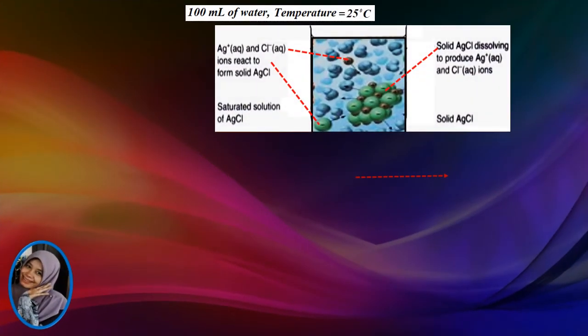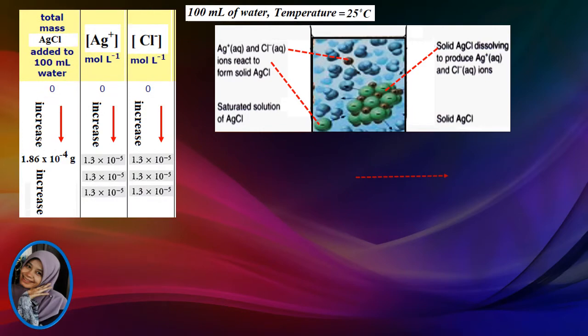Let's imagine an experiment in which I have 100 milliliters of water at 25 degrees Celsius and I add solid silver chloride a little at a time, which is exactly weighed, stirring between each addition and analyzing the solution to determine the concentration of silver ion and chloride ion. The results of the experiment might look like this.